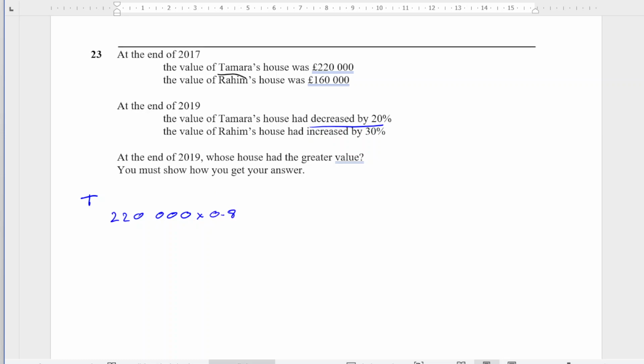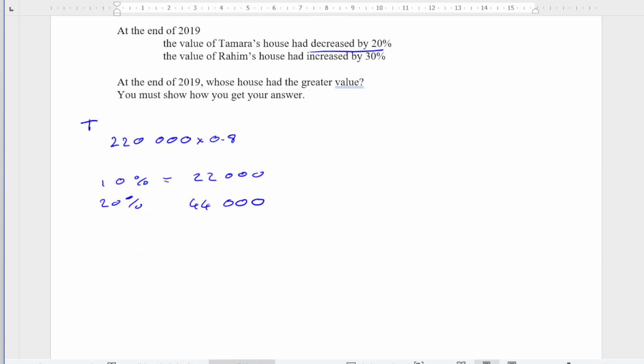If it was a calculator paper, I'd type that into my calculator. As it's a non-calculator paper, I'm going to break it down like this. I would say that 10% of the amount would be equal to, knock a zero off, 22,000. So 20% is going to be equal to 44,000. So the new price of the house is going to be equal to 220,000 minus 44,000.